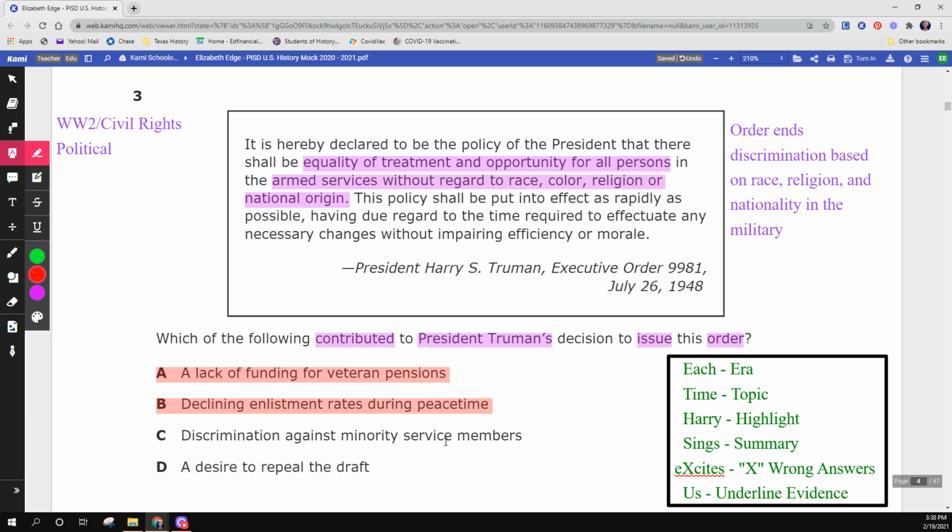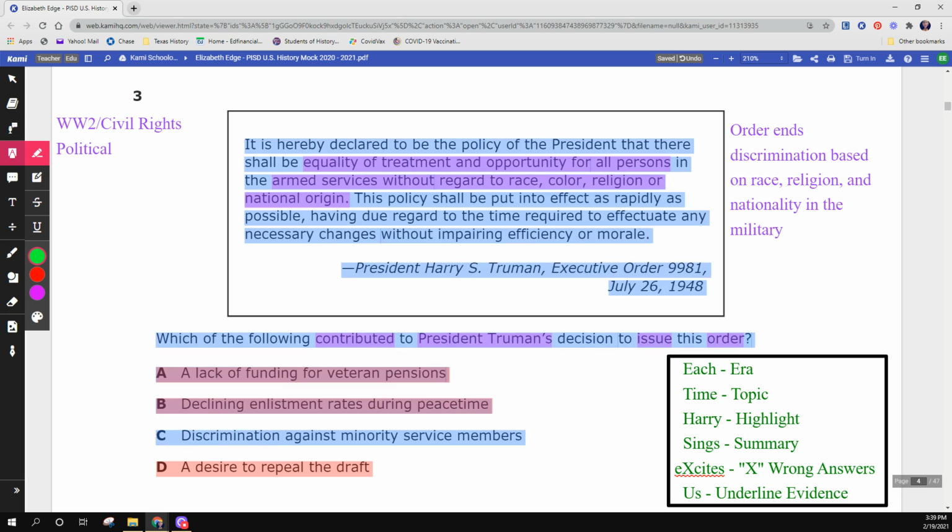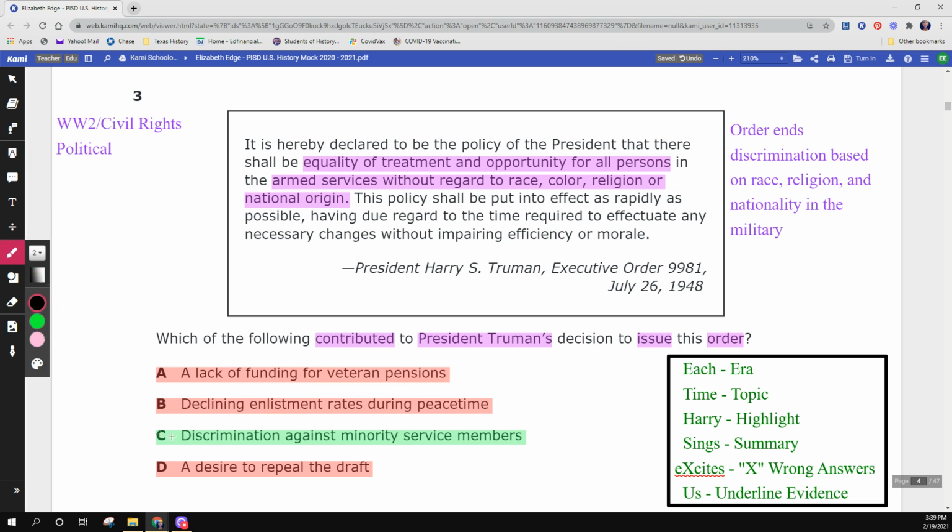All right, discrimination against minority service members, maybe. A desire to repeal the draft. This is not about the draft enlisting men to join in the military. So our only choice here is discrimination against minority service members. And our evidence for this is discrimination, minority service members. So up here we have equality of treatment, armed services, we have race, and then over here, order ends discrimination, and this fits into World War II, it fits into civil rights, and it fits our political topic.